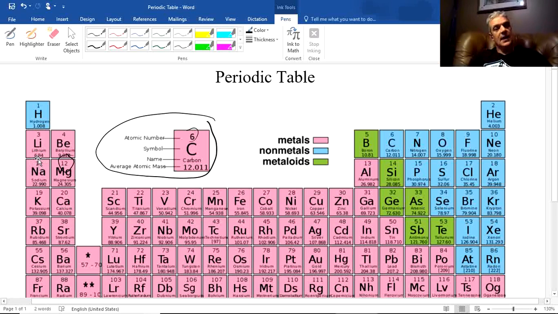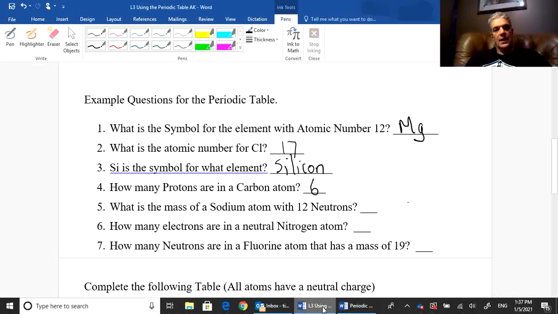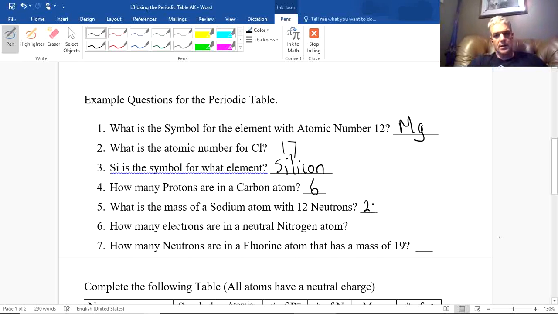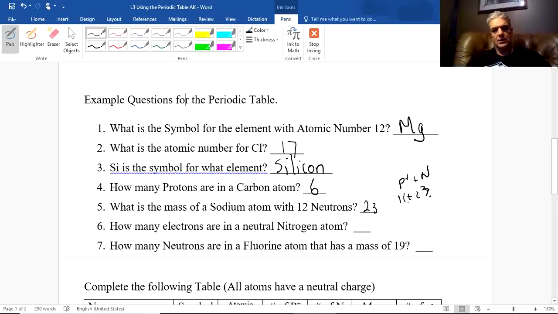That means I have to have 11 protons and 12 neutrons. And if I add those two together, I get 23. So the answer here is going to be 23. And if you want, I can write 11 plus 12, and that's protons plus neutrons. So positive protons, sorry, I should have written 12 in here. Plus the neutrons is 12, and that equals 23. Okay?